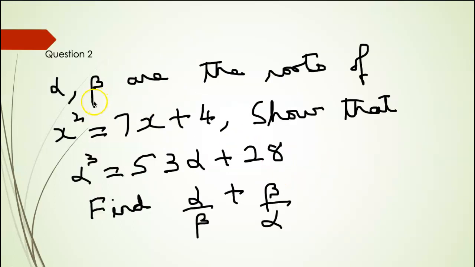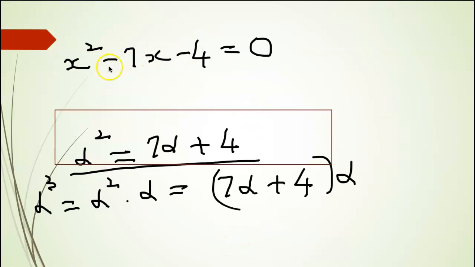Next question. Alpha, beta are the roots of x squared equal to 7x plus 4. Show that alpha cubed equal to 53 alpha plus 28. Find alpha by beta plus beta by alpha. So we have alpha is a root, so I have alpha squared equal to 7 alpha plus 4. Now we need to find alpha cubed.